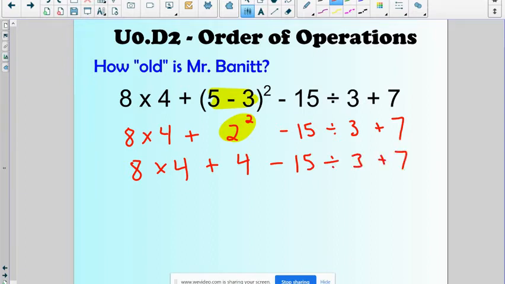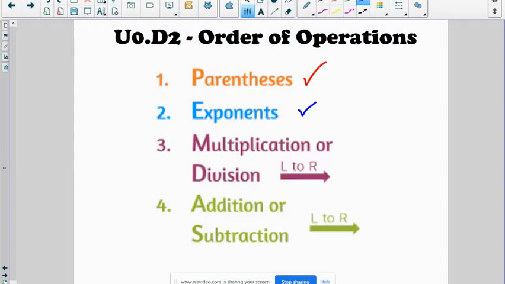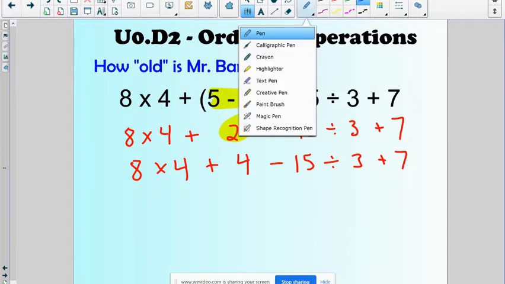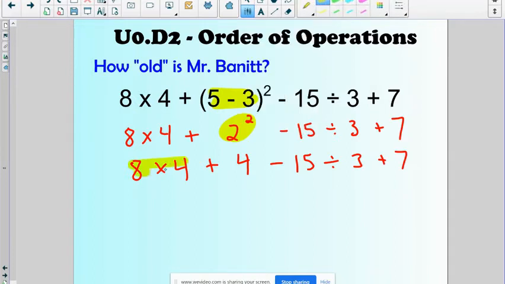Now it's important that we don't just go left to right. We don't do 8 times 4 and then that answer plus 4 and that answer minus 15 and so on, because it doesn't work that way. That's not how you get the correct answer. After we do exponents, we multiply or divide from left to right. So we have to go back and look on the far left-hand side of the problem for either a multiplication or a division. And we do have a multiplication, 8 times 4.